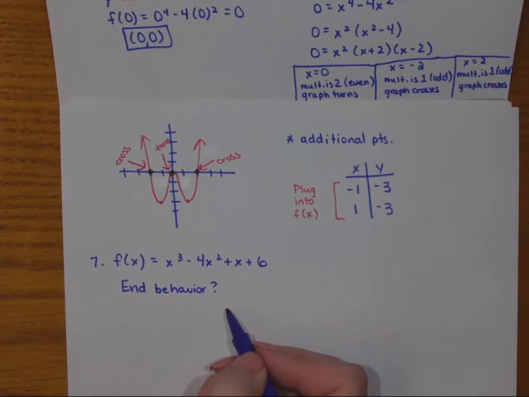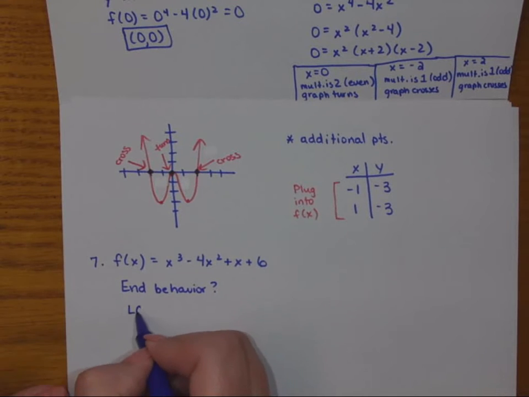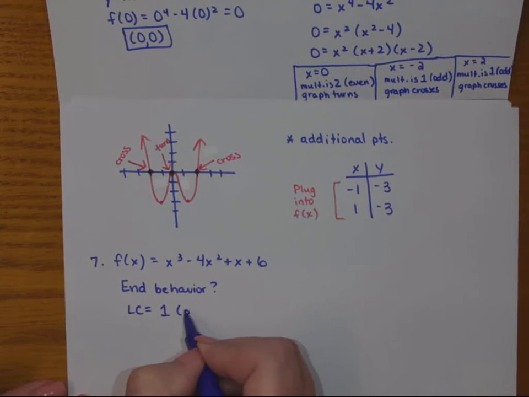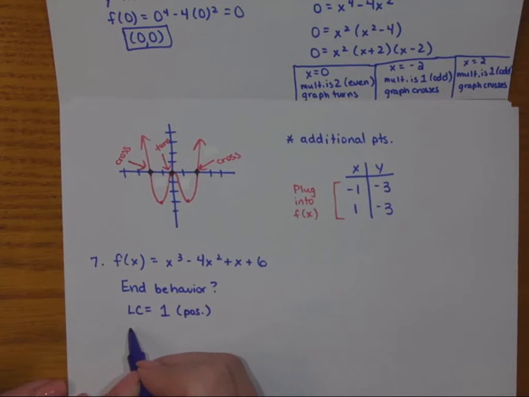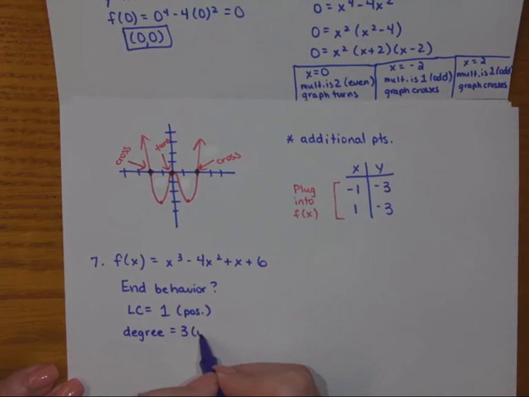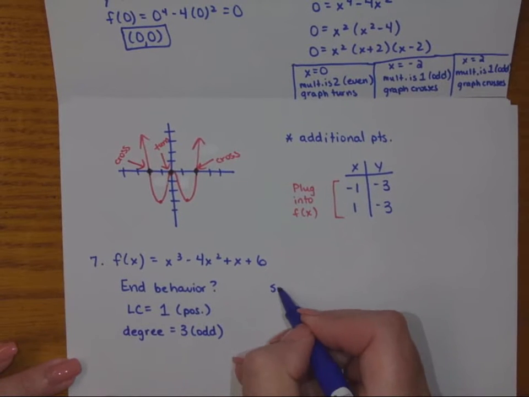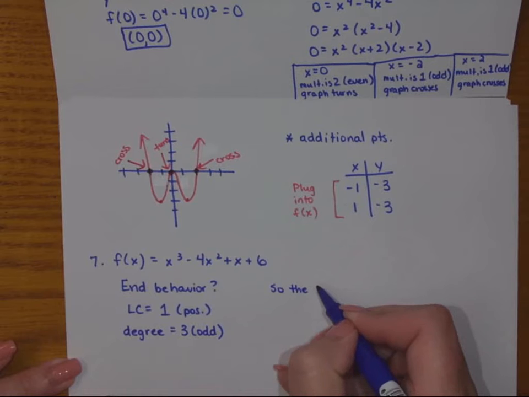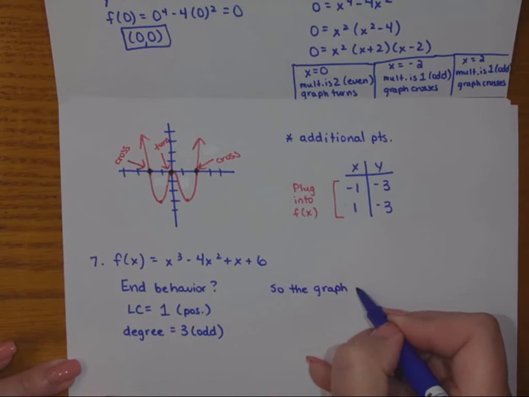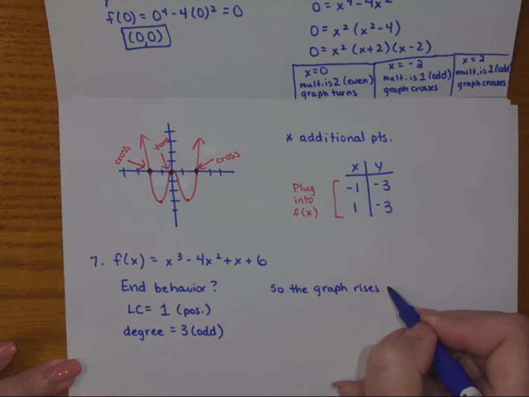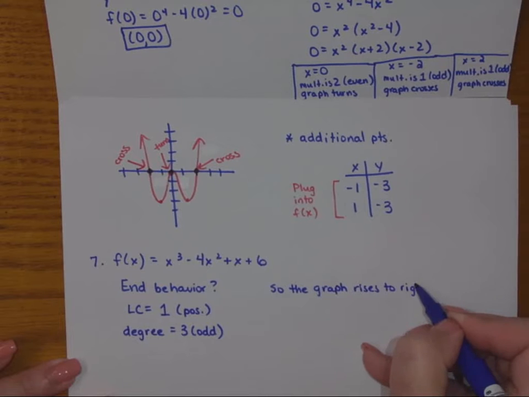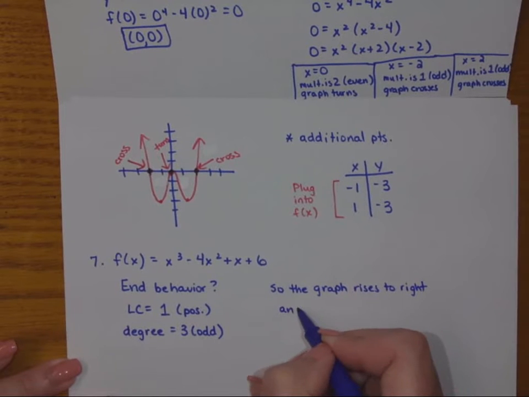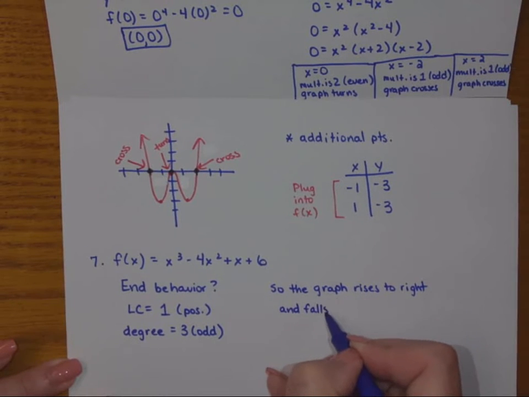we need two things, right? We need to know what the leading coefficient is, or really what the sign of it is. It's positive. And we need to know what the degree is, or at least whether it's even or odd. So that tells us that the graph goes up to the right and down to the left. So it rises to the right and falls to the left.